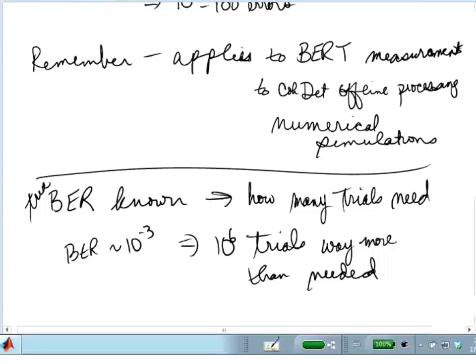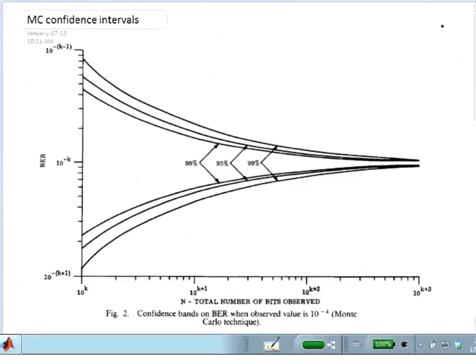If you knew the bit error rate, you would know how many trials to run. But of course, you're running these trials because you don't know the bit error rate, so it's not really useful, except that I'll try and explain where this rule of thumb of 10 to 100 counts comes from. And it comes from posing the problem when the true bit error rate is known. Paper by Michel Joachim, about analysis of Monte Carlo confidence intervals.